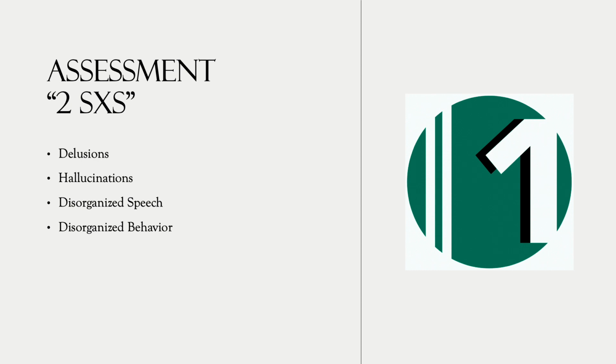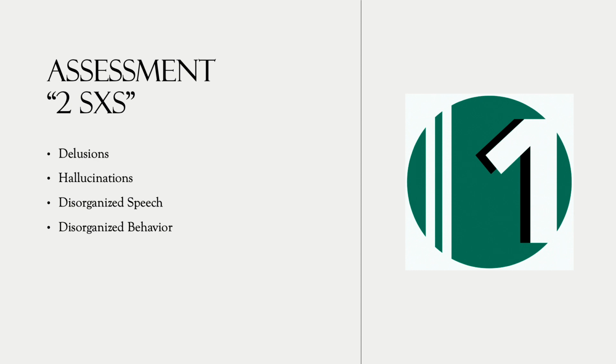Assessment: there are 2 or more of the following frequently present during the 1 month period: delusions, hallucinations, disorganized speech, disorganized behavior, and the presence of negative symptoms. The duration of the symptoms has to be at least 1 month, but no longer than 6 months.